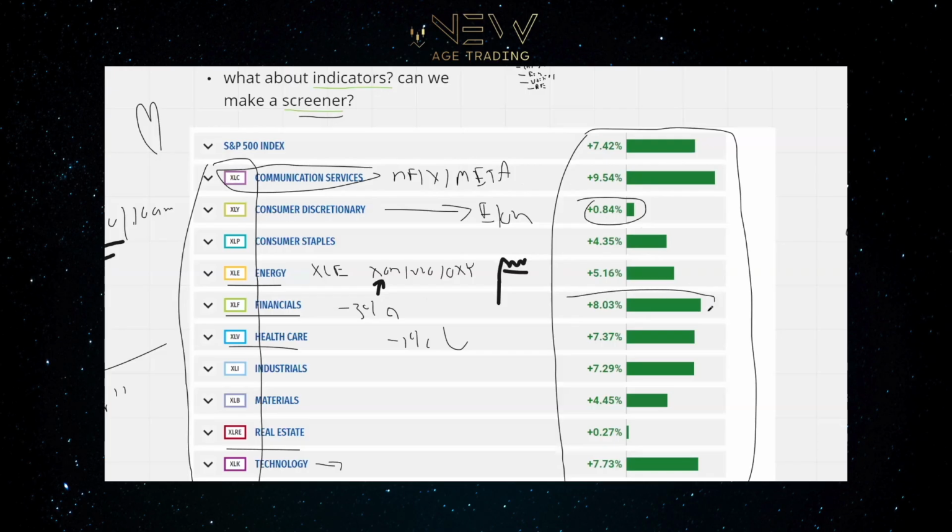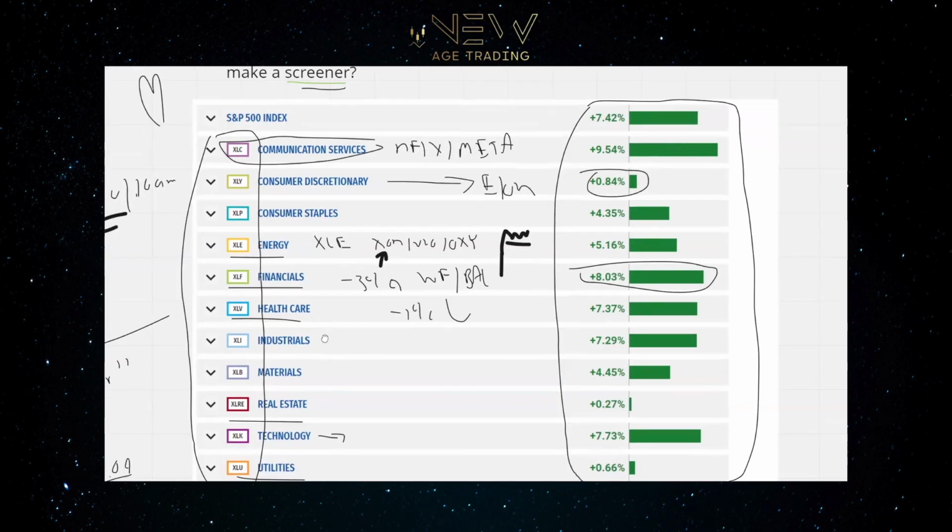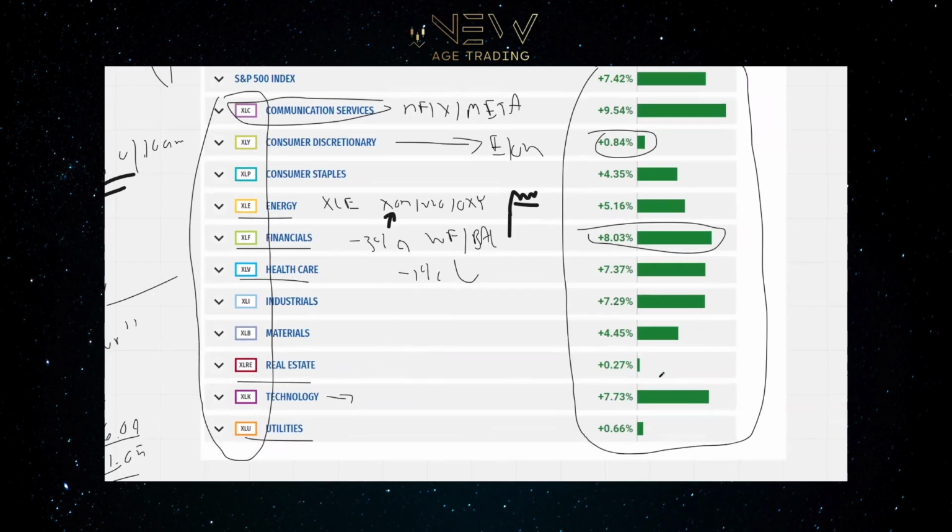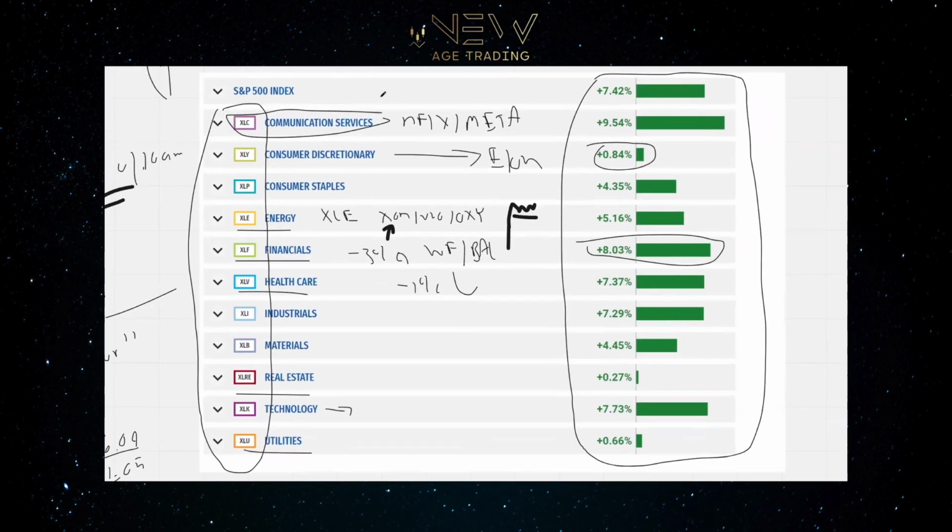Financials has been on a really hot streak. That's like your Wells Fargo's, your Bank of America's. Look at those daily charts. Those things are crazy. I'm not sure what Boeing is in. I guess they would be industrials. I don't know. I hate Boeing, so I don't really know. Technology is not doing as well as XLC, even though these kind of overlap.